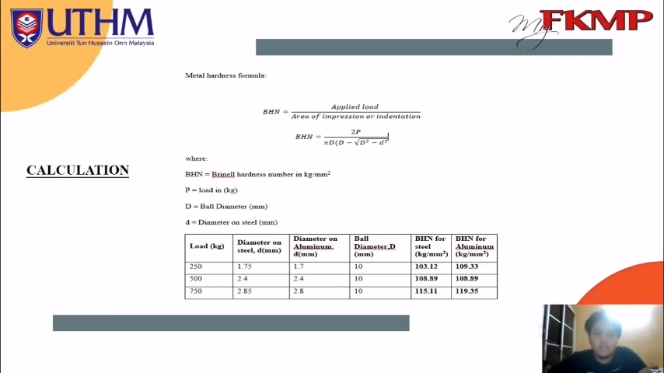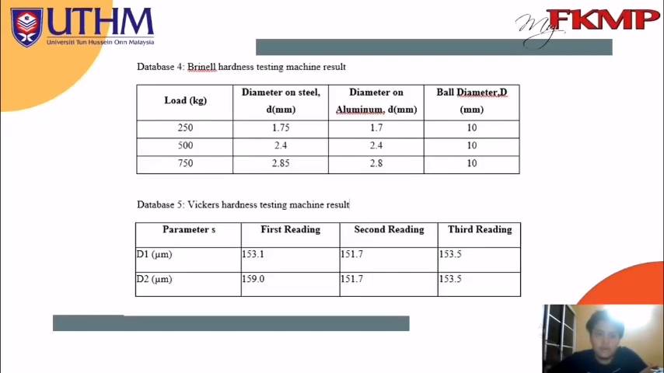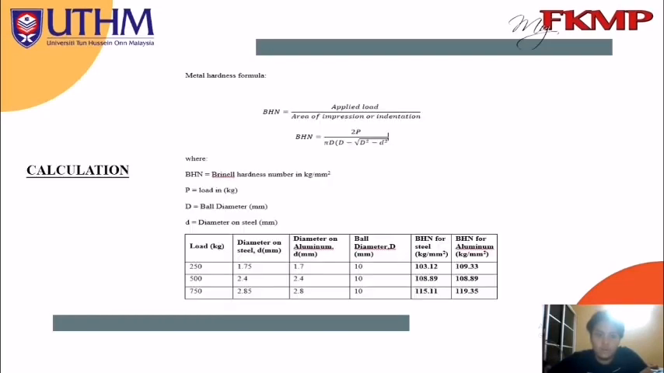Metal hardness formula: BHN equal to applied load divided by area of impression or indentation. BHN equal to 2P divided by pi D times (D minus square root of D squared minus d squared), where BHN equal to Brinell hardness number in kg over mm squared, P equal to load in kg, D equal to the ball diameter, and d equal to diameter on steel. So for the database about the Brinell hardness testing machine result, we calculate and get BHN for steel and BHN for aluminium.